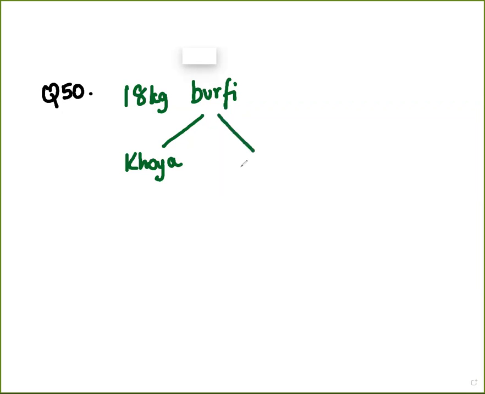So the question is something like this: somebody made 18 kilograms of barfi. And that is Reshma. She made 18 kilograms of barfi. And in this 18 kilograms of barfi, you put two things. One of them is khoya. Khoya is like a milk condense, which is often used for making sweets, and sugar.